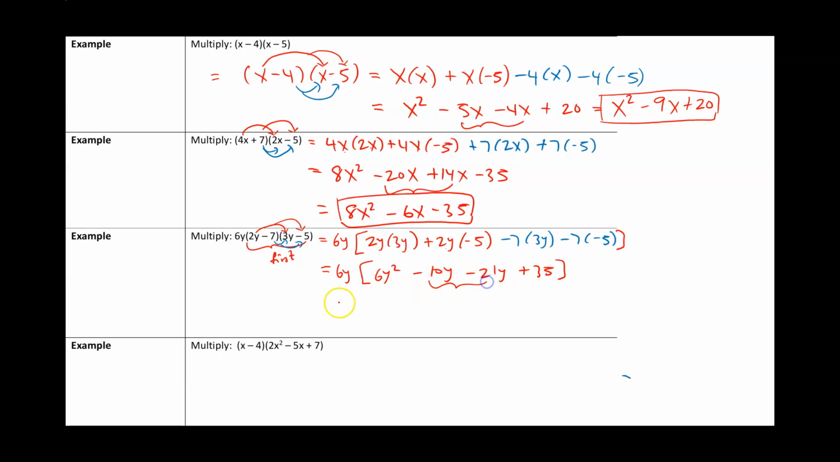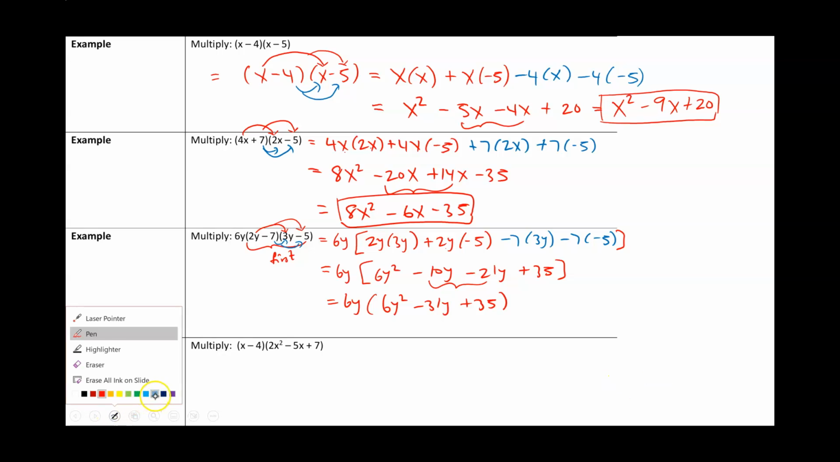Now I combine my like terms. I still have a 6y on the outside. And now that the parentheses are gone, I can just turn this into a bracket. I have a 6y squared, and then a minus 31y plus 35. Okay, now I'm not done yet because I still have that 6y on the outside. So what we're going to do is take that 6y and multiply it to each term inside the parentheses.